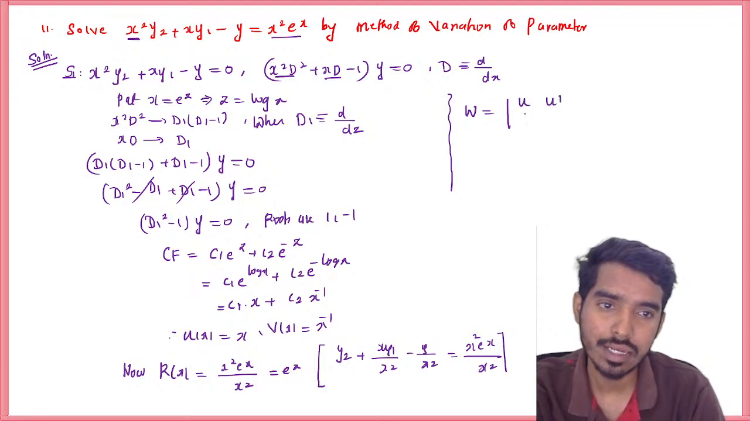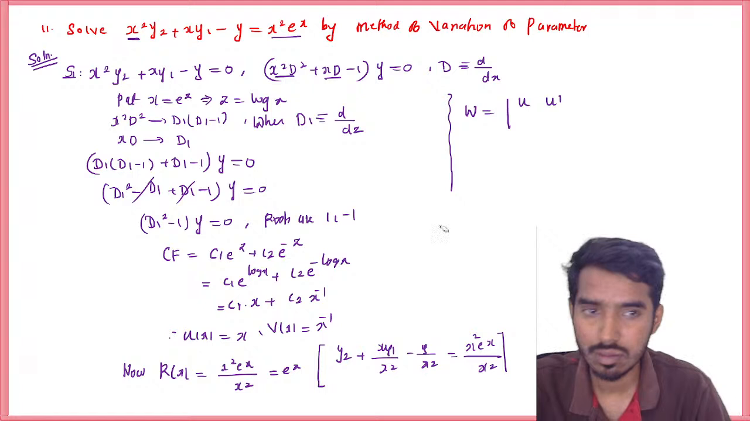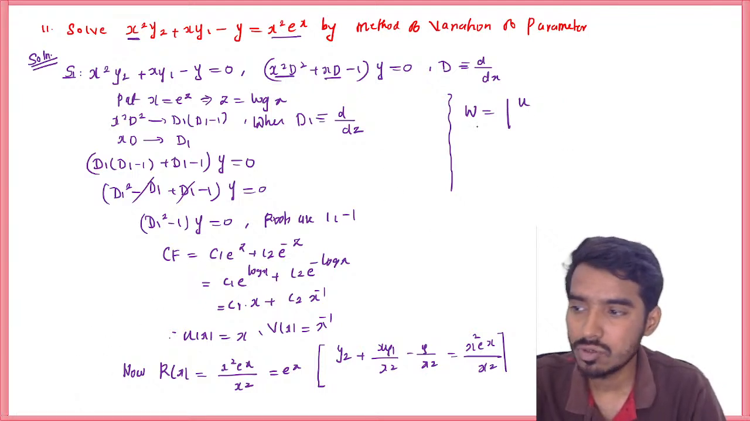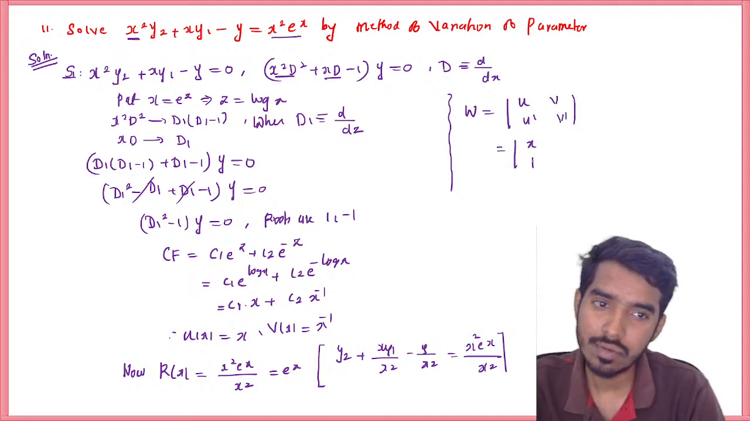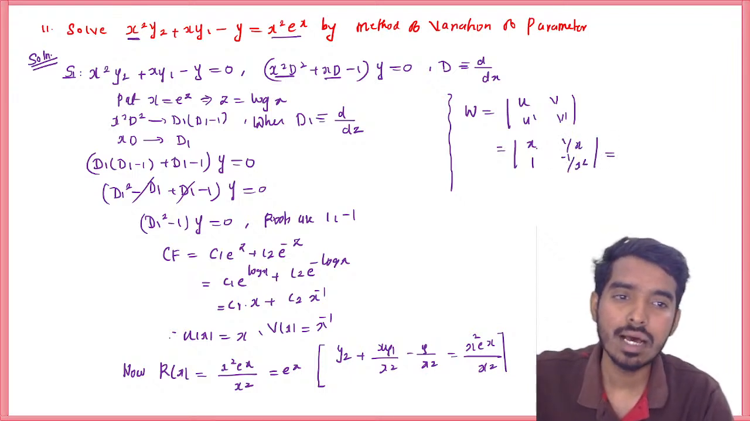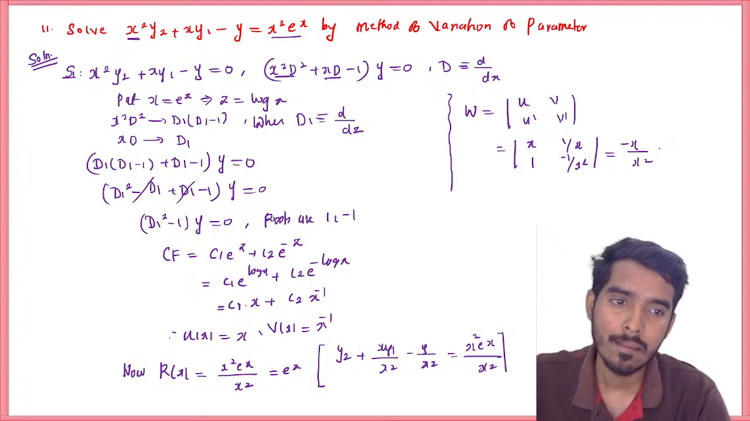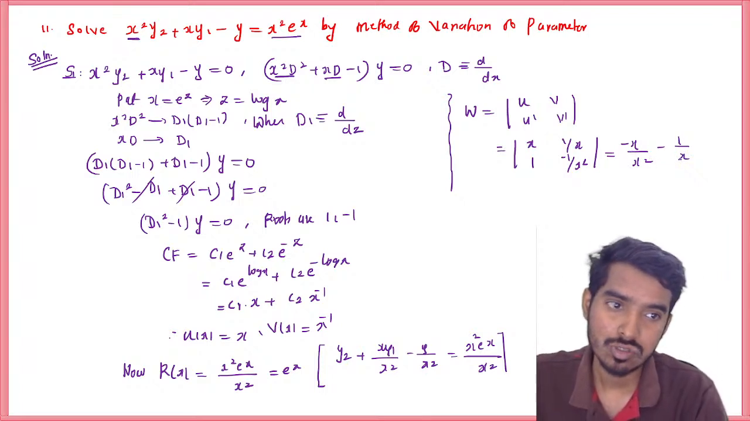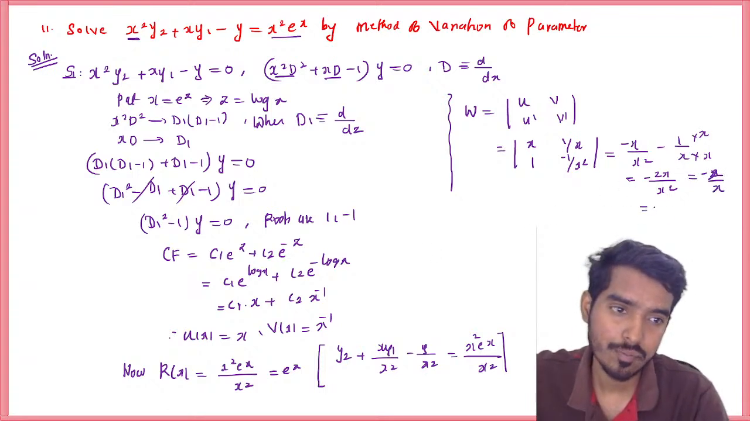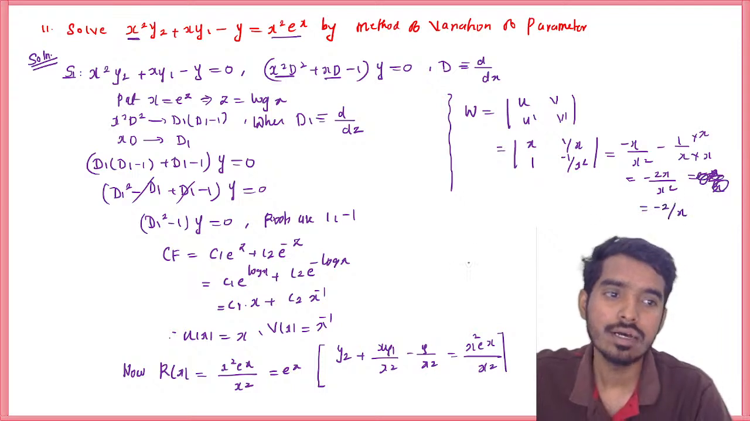u, v, u dash, v dash, right? So your u is x, derivative is 1, v is 1 by x, derivative is minus 1 by x square. So cross multiply, you will have minus x by x square minus 1 by x, right? Minus x by x square minus 1 by x. What we will do is we will multiply x. Therefore, we will have minus 2x by x square, minus 2 by x, right? Minus 2 by x is your Wronskian.